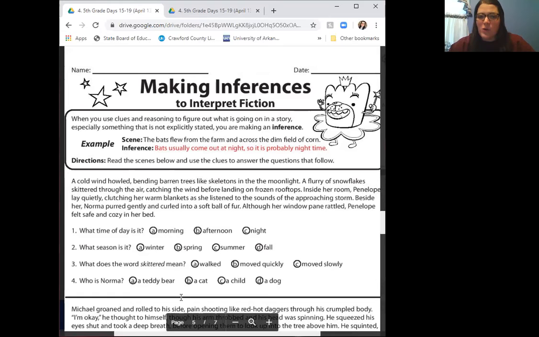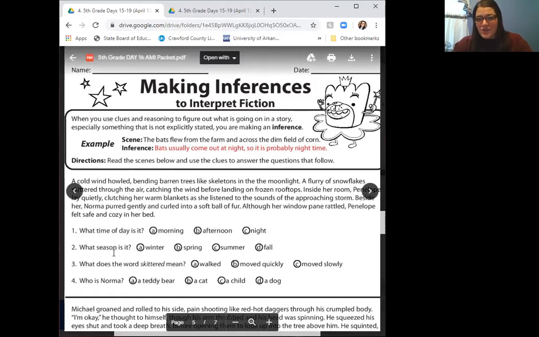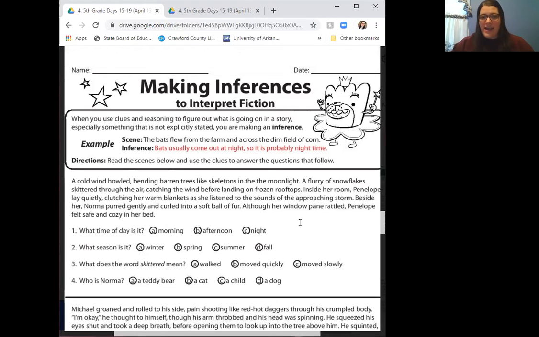Winter, spring, summer, or fall. Okay. 3, what does the word skittered mean? So based on how it is used in this passage, what does the word skittered mean? The sentence where that was says, a flurry of snowflakes skittered through the air. So does skittered mean A, walked, B, moved quickly, or C, moved slowly?